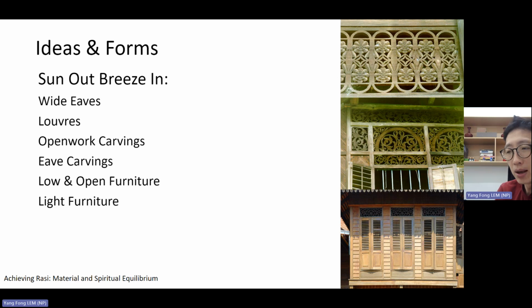Then some elements arise because of the responses, like okay, what happens when I want to build a house? I want to keep out the sun, but I want the wind to come in, right? So sun out, breeze in. What kind of element do I derive based on that? You have certain principles like wide eaves, louvers, open work carvings, and because you have the open work, you have the lattice, right? They make use of the chance to beautify the details, right? You have low open furniture, light furniture, right? So these are the things that arise, they are generated when you think about what you want for that space. I want the sun to be excluded, but I want the breeze to be captured.